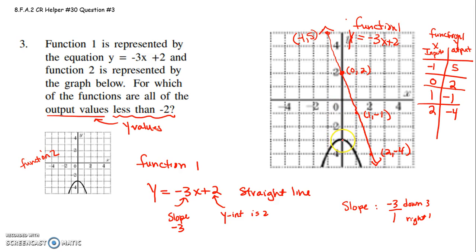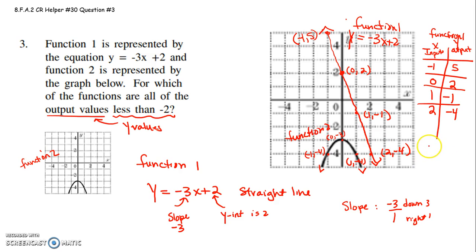This is 0, negative 3. This right here looks like negative 1, negative 4. This point right here looks like positive 1, negative 4, and that graph's just going to keep on going down. It's not going to be up in the positives up there at all.